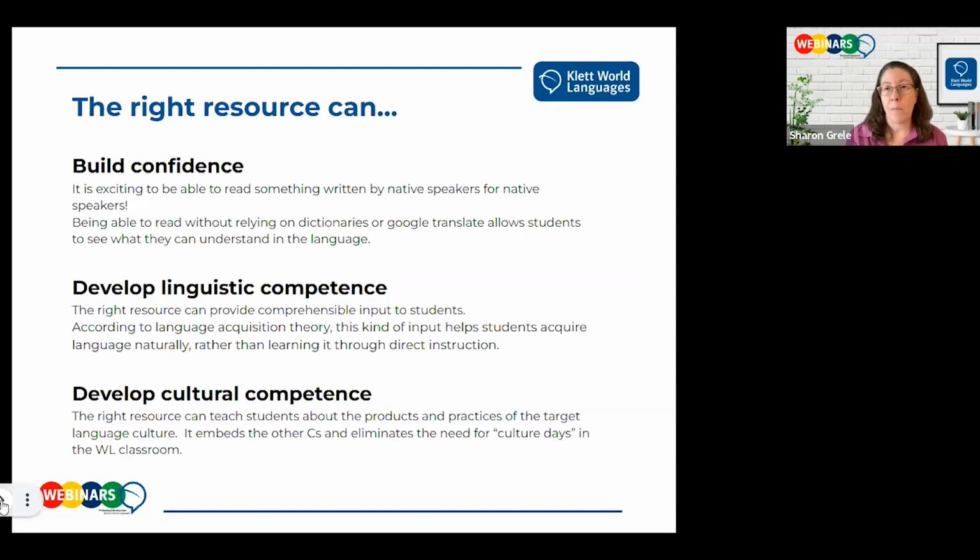We certainly don't want to go back to having those culture Fridays, where that's all we do is just teach culture. We should be embedding culture in everything we do every day. And that should be a part of these authentic resources if they're well chosen from the sources that we have, so that we embed all of those things in their daily activities and in that comprehensible input.